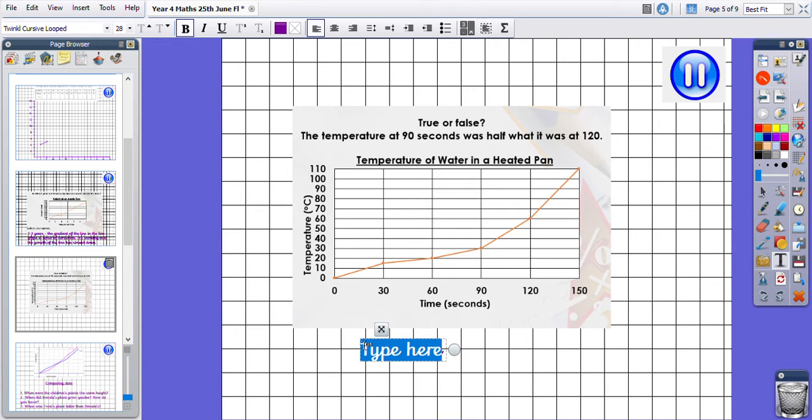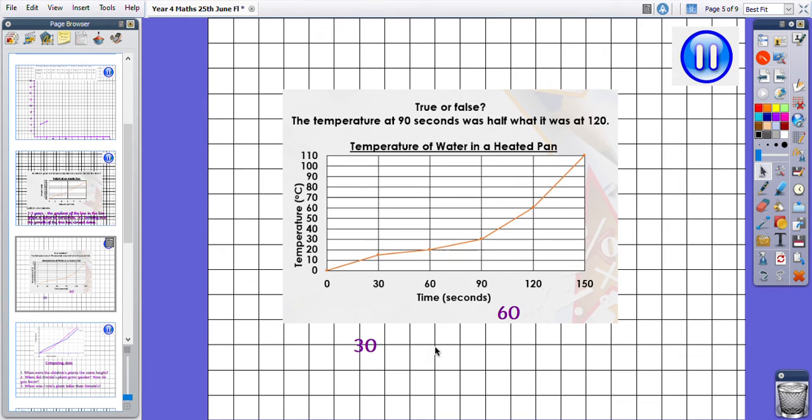So for 90 seconds our answer was 30 degrees, and for 120 seconds the answer was 60 degrees. Now using my number bonds, I know that 30 is half of 60 because 3 is half of 6. So yes, it is true. Well done if you've got that correct.